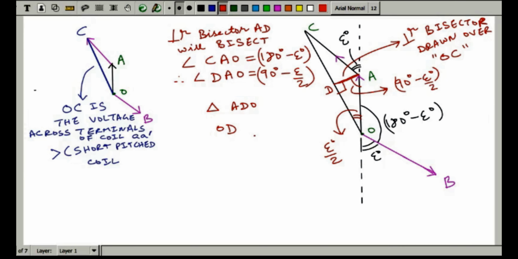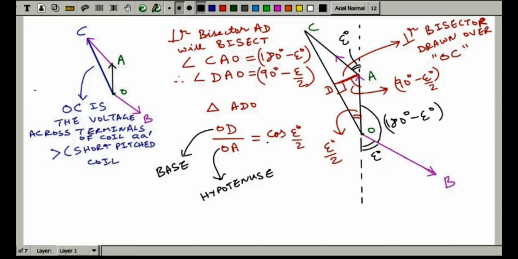So from here we can say that OD by OA equals cos of epsilon by 2. What is OD? OD is your base. What is OA? It is your hypotenuse. So that's why you get OD equals OA into cos epsilon by 2.